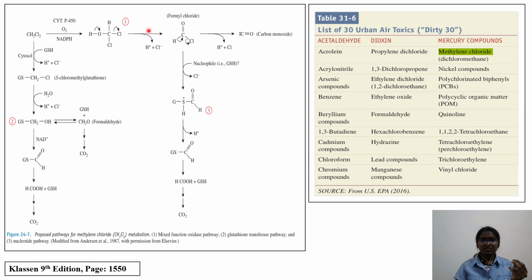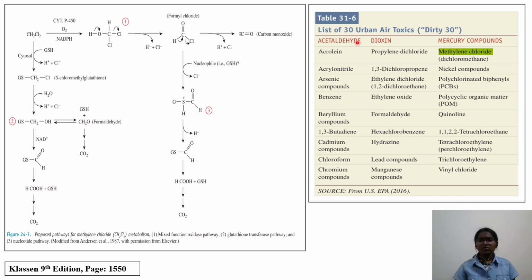Here you can see there are different pathways: 1, 2, 3, 4. One is the mixed function oxidase pathway, second is the glutathione transferase pathway, third is the nucleotide pathway. Here you can see, and the important thing is that carbon monoxide gas is formed, which will go and bind to hemoglobin and form carboxyhemoglobin.